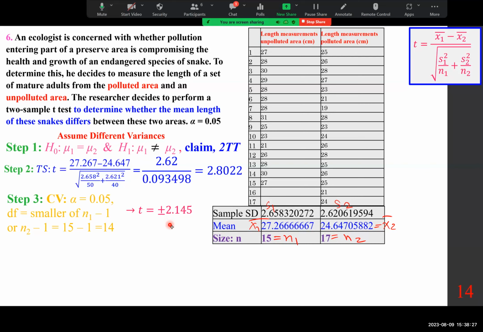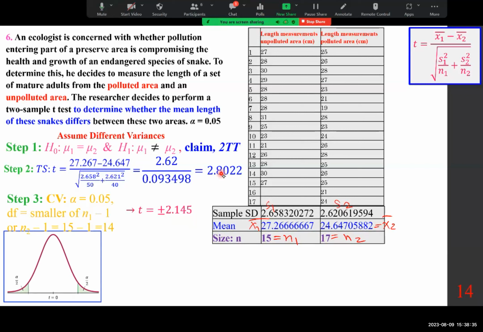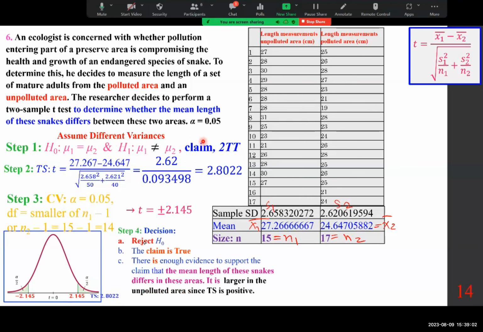Now we do the drawing. We put minus 2.145 and positive 2.145. Notice this number, 2.8022, ends up in the right tail, way into the rejection region. So that makes it reject H0. If you're rejecting H0, you're not rejecting H1, you're not rejecting the claim. That means the claim becomes true. Reject H0, the claim is true.